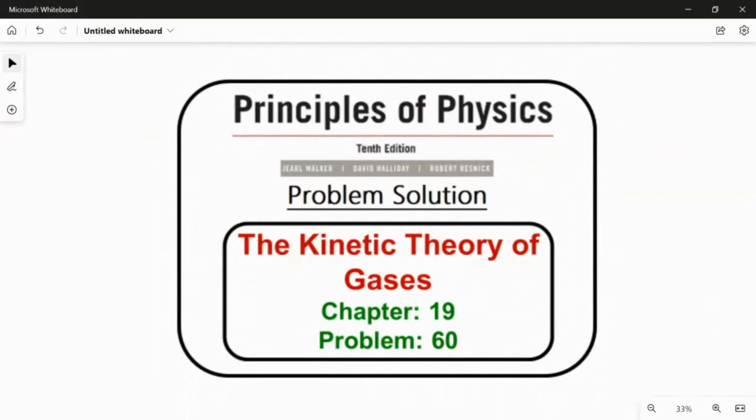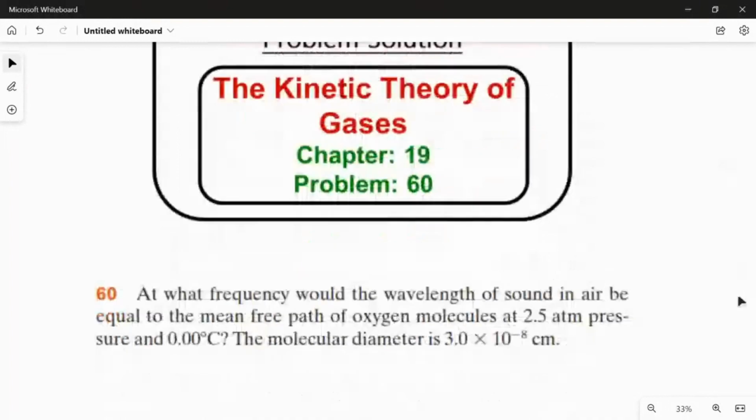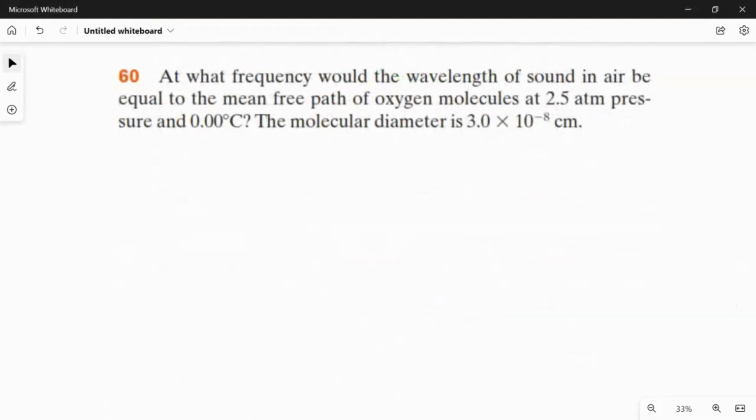In this video, I am going to solve problem 68 from chapter 19. At what frequency would the wavelength of sound in air be equal to the mean free path of the oxygen molecules at 2.5 atm pressure and 0 degrees Celsius? The molecular diameter is 3 multiplied 10 power minus 8 centimeter.